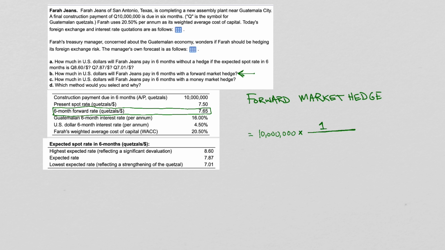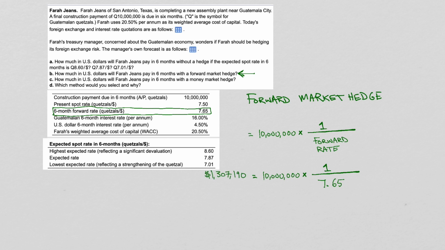So it's going to be very similar to what we did in part A. We just take the forward rate, 1 divided by that number, and that's what we're converting our dollars at, that forward rate. So for us, it's at 7.65. That means that in dollar terms, using forward rate to hedge, it's going to cost us $1,307,190. So you can see the forward rate approach is pretty simple.